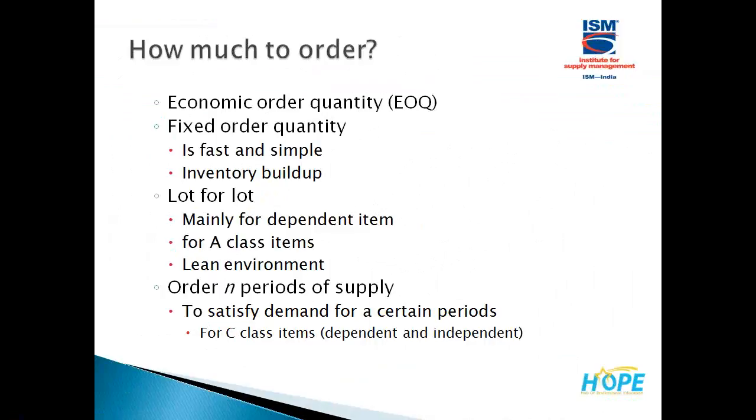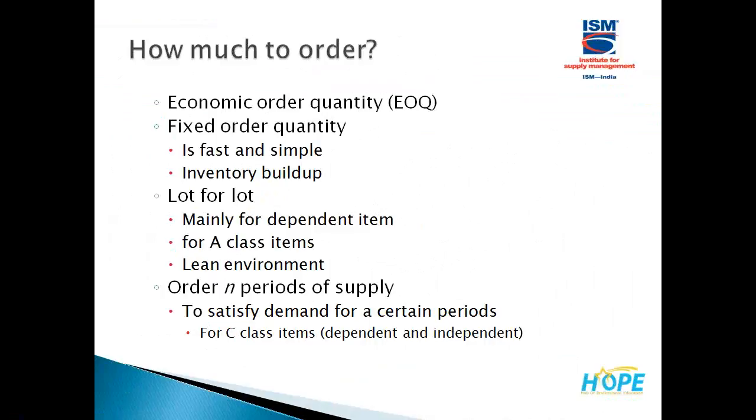Another one is lot for lot or as required. Mainly they are using this technique for dependent items. A very simple example: if I want to make 100 cars, I need a minimum of 500 tires. Now, I don't want to purchase more than 500 tires because my requirement is only 500. So, when I can calculate the demand, I can use the lot for lot system.